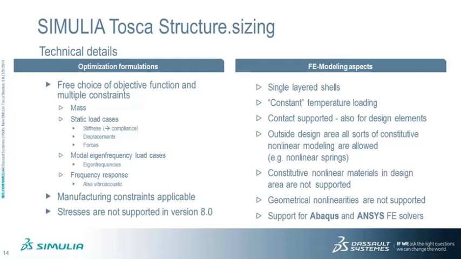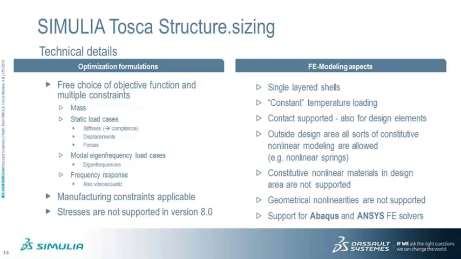You can apply manufacturing constraints, as I mentioned. This includes not only the minimum and the maximum thickness, but also different symmetries, which may be required for your application. So you have a very large number of responses that you can consider. At this point, however, you cannot consider the stresses within the Tosca Structure Sizing.